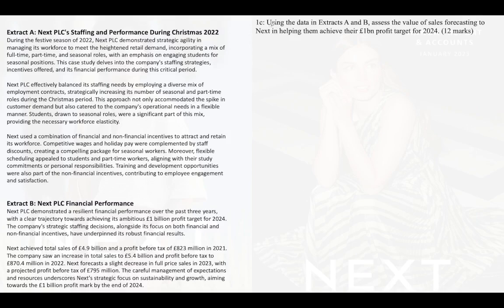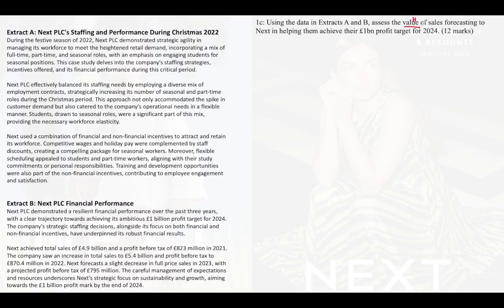So again, we see using the data in extracts A and B. I'm looking at A and B here. I've got some numbers down here that I could do some calculations with. Assess the likely value. Obviously, this is the start of our hook.